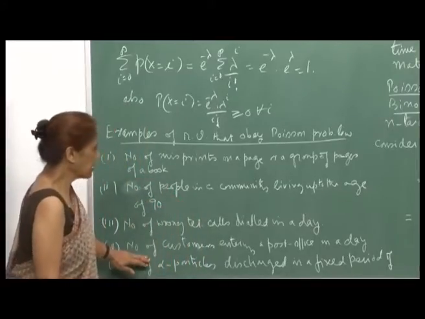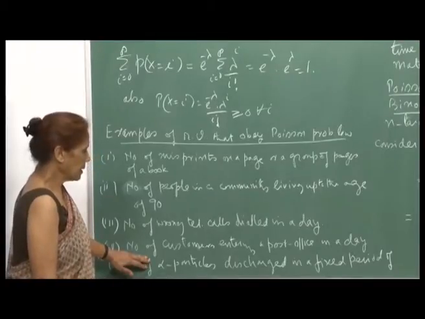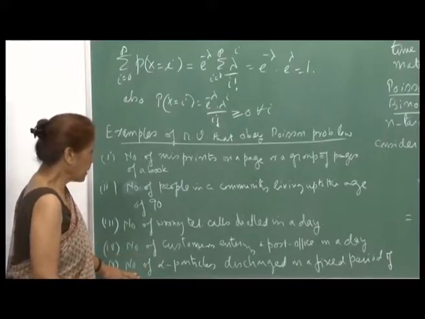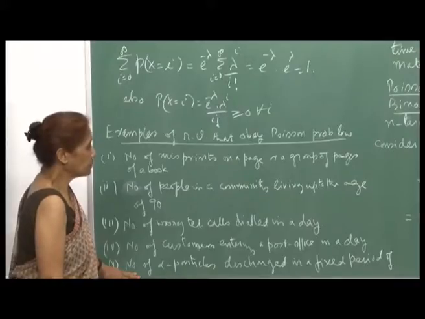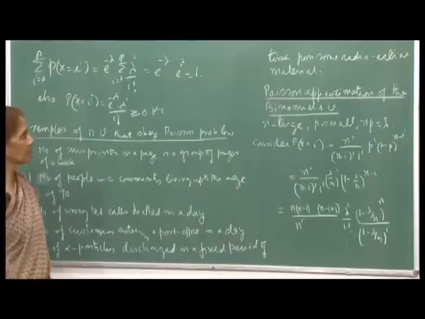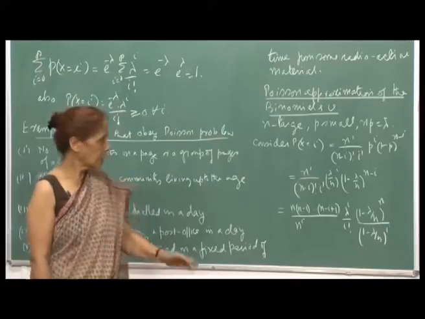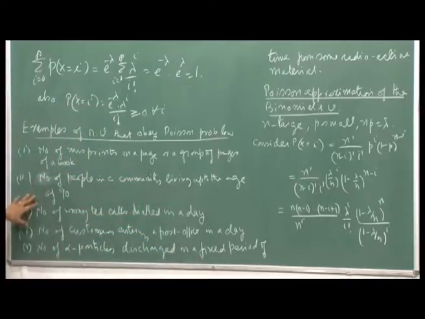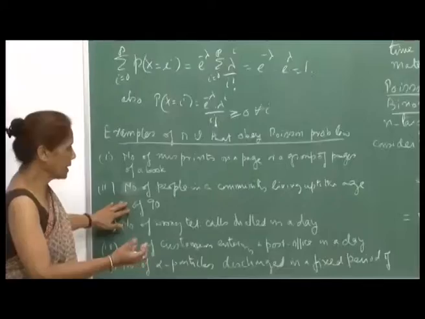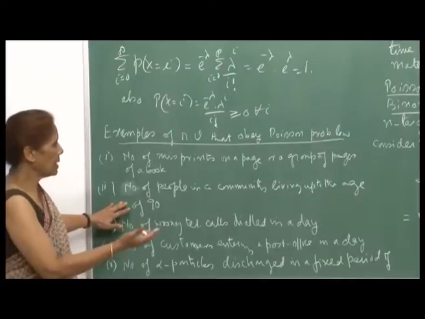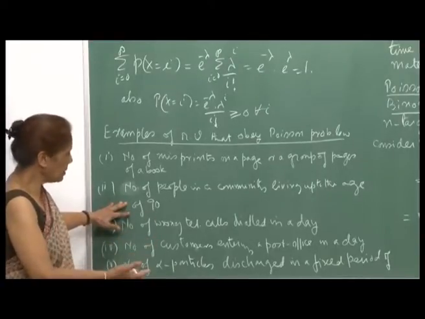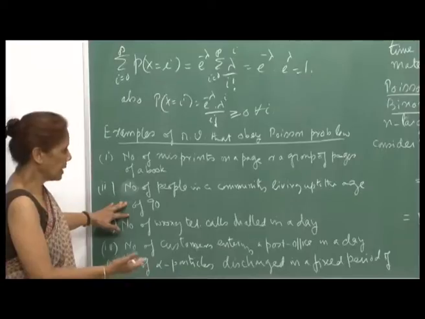Number of customers entering a post office in a day. Then number of alpha particles discharged in a fixed period of time from some radioactive material. Now, you see that in all these situations there is some sort of discreteness, and that is why we are saying that these situations can be modeled by a Poisson random variable.